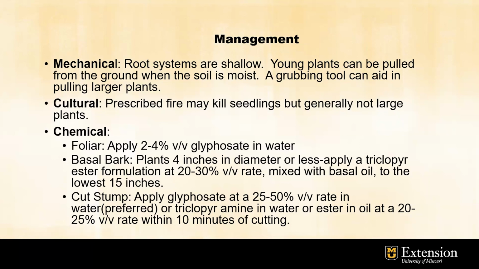You could do a basal bark application on plants 4 inches in diameter or less, and that's going to be with the triclopyr, or you can do a cut stump. I'm just going to say that if anybody has been battling bush honeysuckle, it's a sprouter. So if we do cut it, you need to treat it quickly because it likes to sprout up from that. We want to treat that stump within 10 minutes of cutting it, before it heals up and then the chemical can't be moved through.